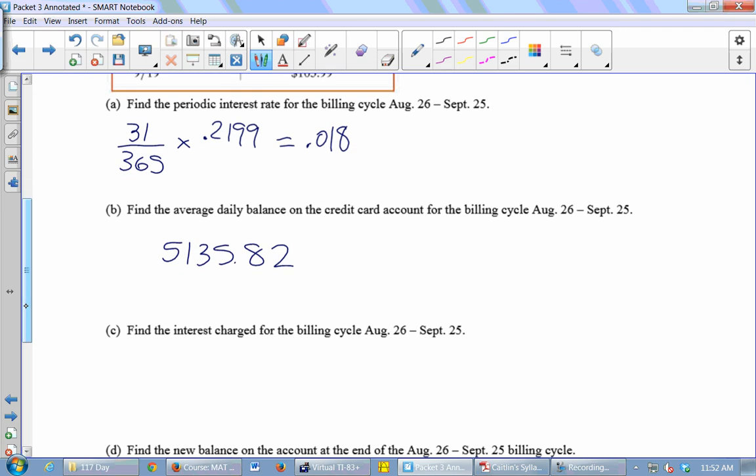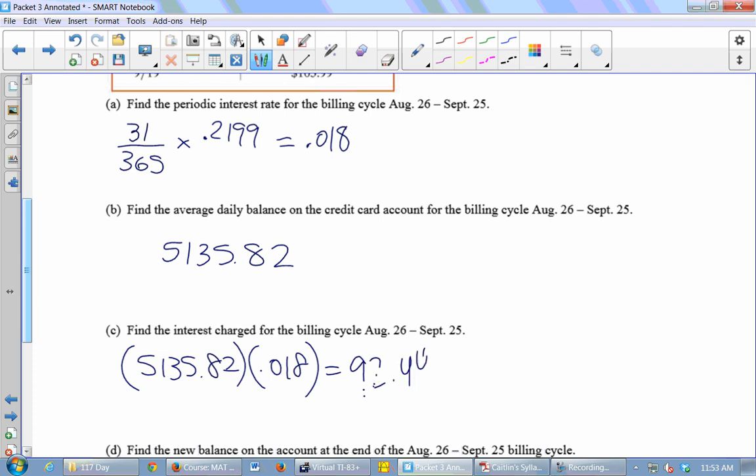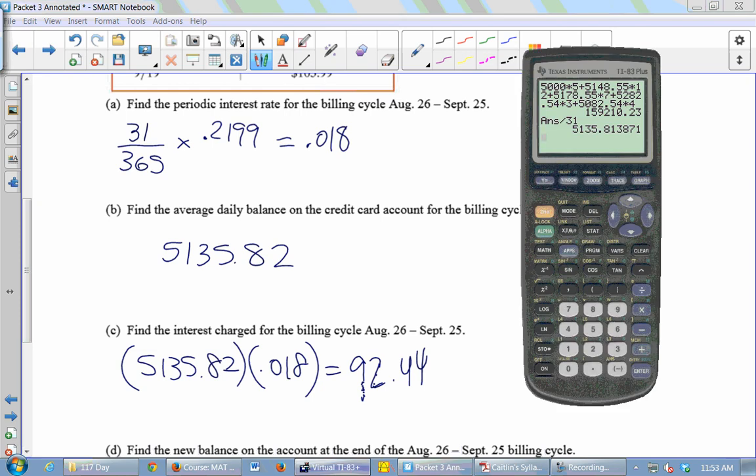All right, so now the interest charged, that's the same thing as the finance charge. Those are synonyms. Finance charge, interest charged are the same thing. You calculate by taking your average daily balance times your periodic interest rate. 92.44? Is that what we said? No? Okay, let's do it again. 5135.82 times 0.018. 92.44. Okay, it could be a rounding thing.